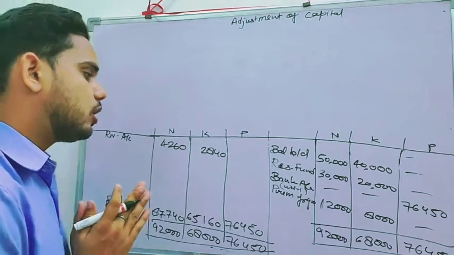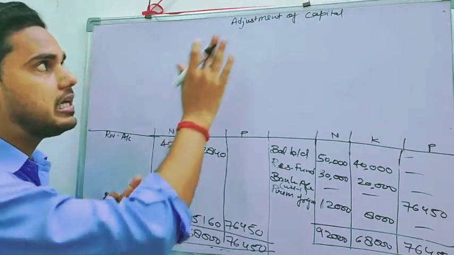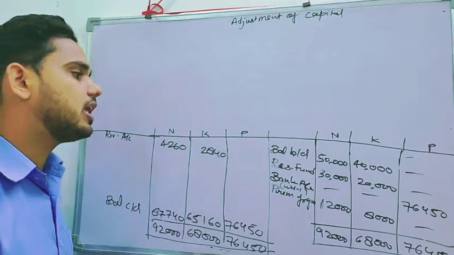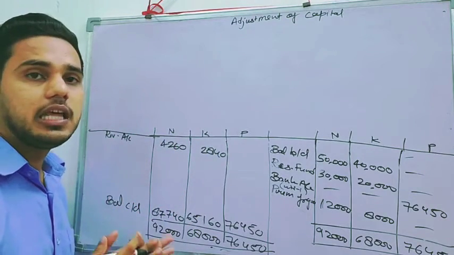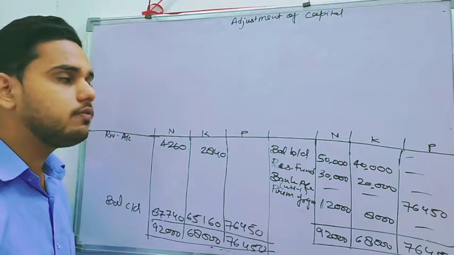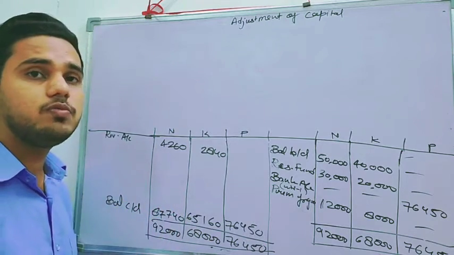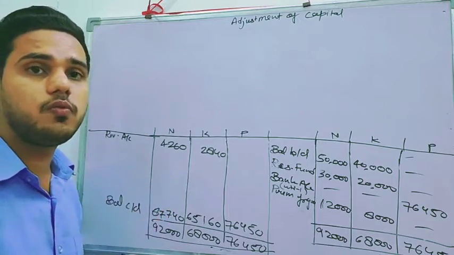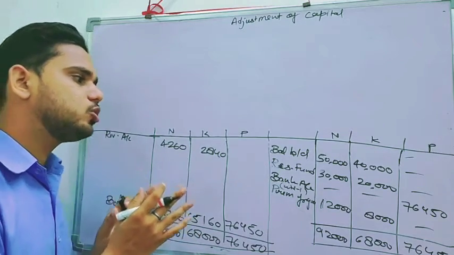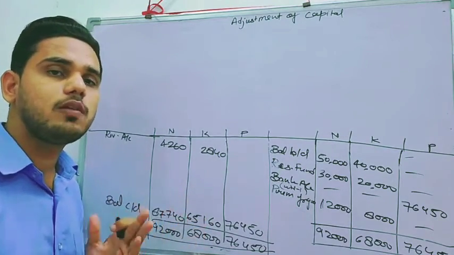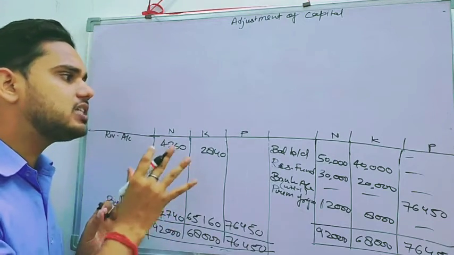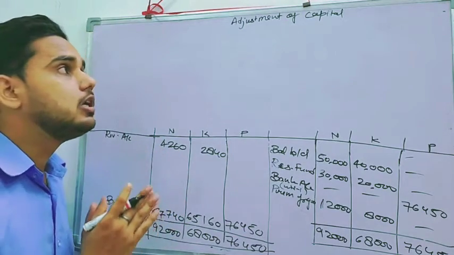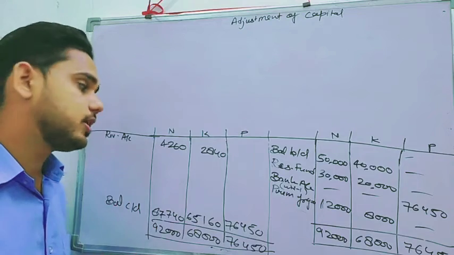For understanding this concept, I have taken the example of the question that we solved yesterday. With the help of that capital account, we will try to understand the adjustment of capital. Don't worry, it has nothing to do with the question that we solved yesterday, right? That is only a pro forma or example to understand the concept.